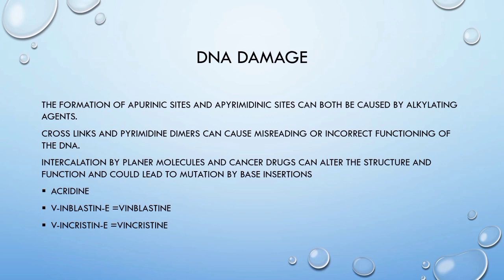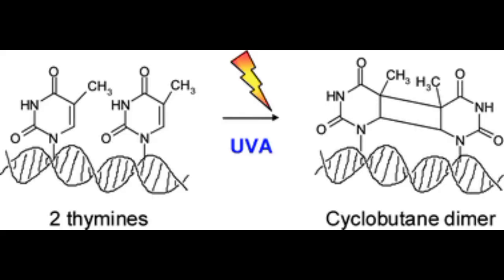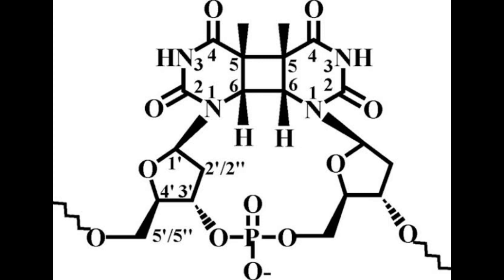Now we also have cross-links and pyrimidine dimers in a strand. DNA has two strands. A pyrimidine dimer is a pair of pyrimidine bases within a nucleic acid covalently linked by a cyclobutane ring. So now the DNA sequence was GCTT. C and T interact, forming a cyclobutane ring that holds them together, and then this causes misreading or incorrect functioning of the DNA. So that is what this pyrimidine dimer is about.